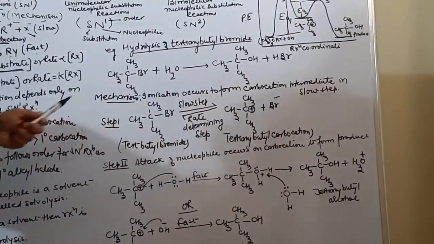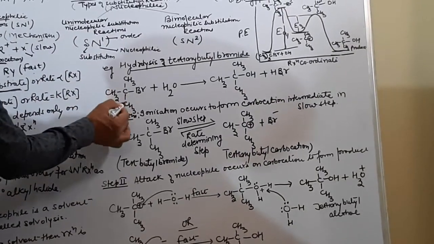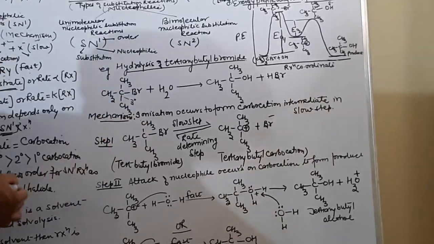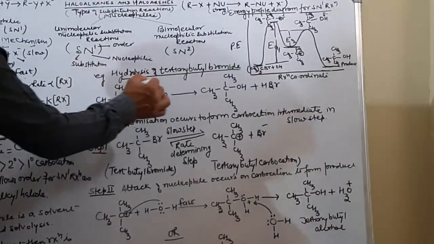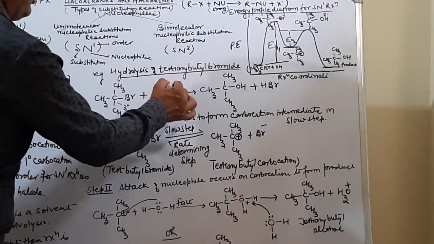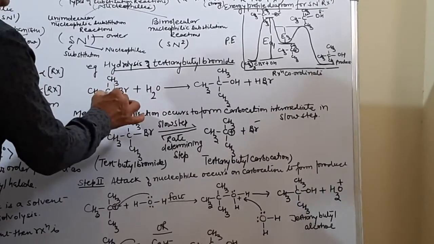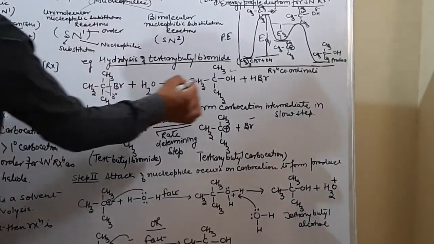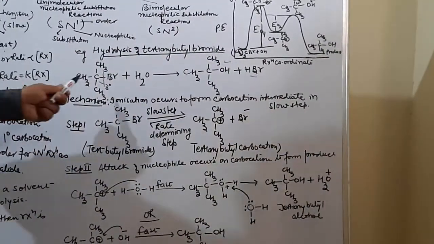hydrolysis of tertiary butyl bromide. Just see over here, this is tertiary butyl bromide, CH3C(CH3)2Br. What is this? This is a 3 degree alkyl halide. When it is hydrolyzed with water, what will happen? Of course, it will be acidic water over here. This bond will break, and this will result in the formation of alcohol, and HBr will be given out.